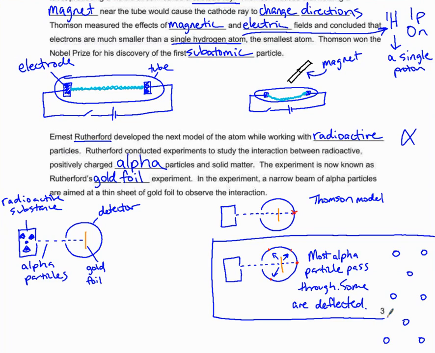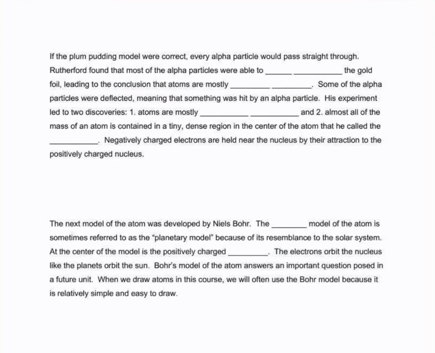Most alpha particles pass through. Thomson model didn't really work like they expected it to. So if the plum pudding model had been correct, every particle would pass straight through. This was their thinking. Rutherford found that most of the alpha particles were able to pass through. They are passing through the gold foil, and this gave him the idea that the atoms are probably mostly empty space.